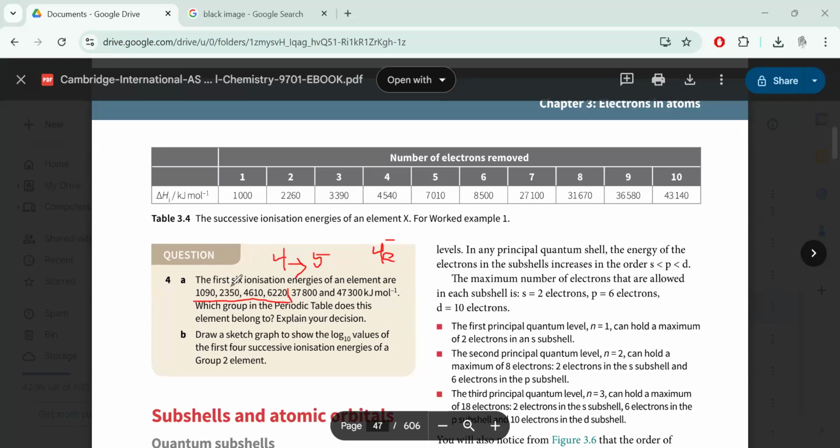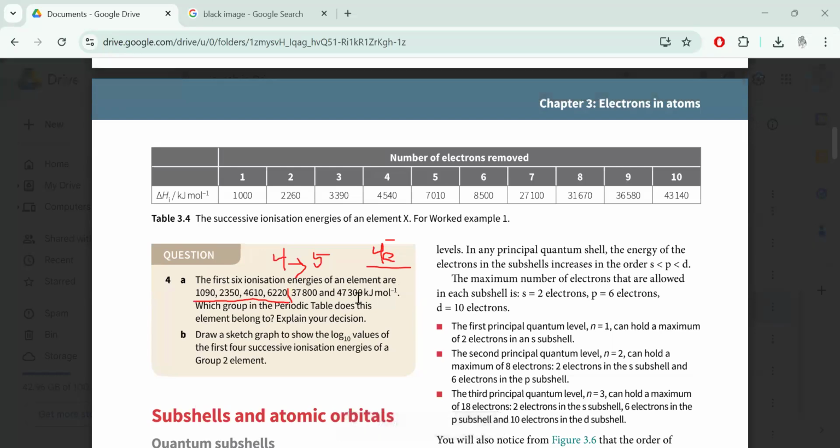Now we are asked: which group in the periodic table does this element belong to? You can check your own periodic table. If you understand the periodic table, then you already know that the group that has four valence electrons is group four. So the mystery element belongs to group four, which is consistent since group four has the characteristic of four valence electrons. Therefore, this element belongs to group four.